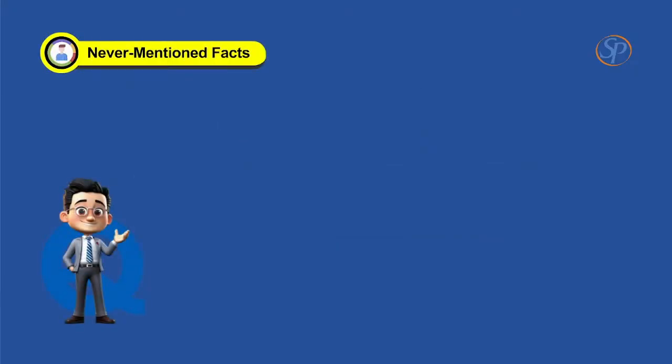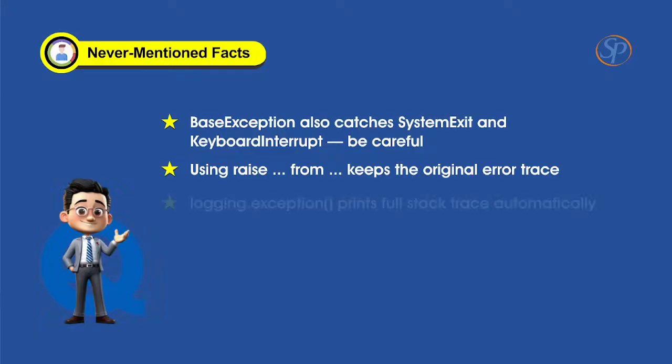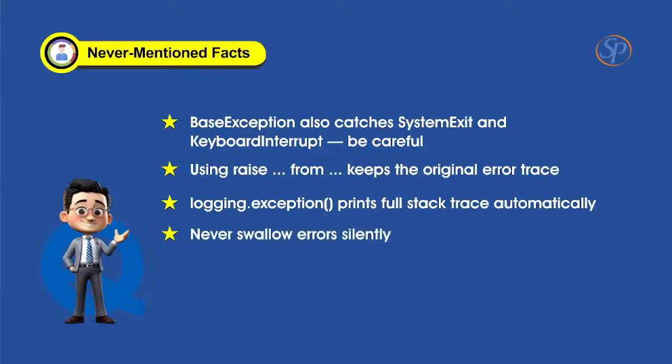Fun facts. There are some advanced things that many beginners don't know. BaseException also catches SystemExit and KeyboardInterrupt, so be careful. Using raise from keeps the original error message. logging.exception automatically prints the full error traceback. Do not swallow errors silently. Always log or raise them. These facts help you write cleaner and safer code.